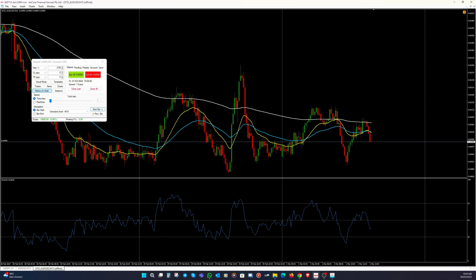I'm actually going to turn off the highlighter pointer because it makes it a little bit difficult for me to read the pips for the stop loss. So that's a little bit better. So stop loss here is only about 12 pips.